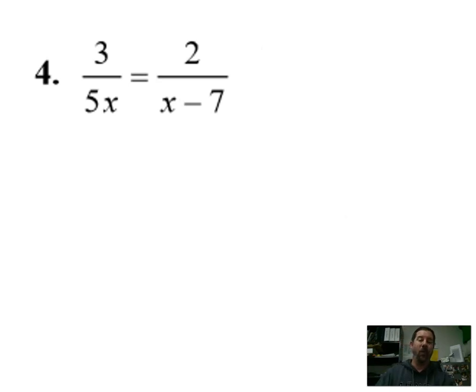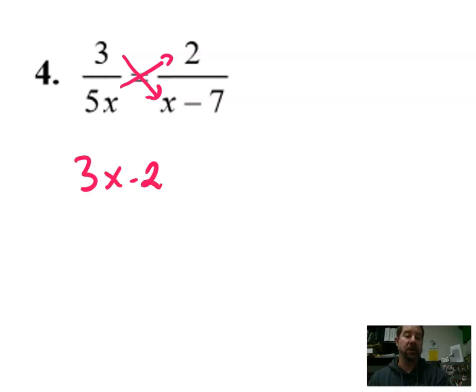Again, when we start getting algebraic expressions, you can't see what the relationship is. So the easiest thing to do is just going to be to cross multiply. And again, it doesn't matter which way you draw your arrows. I tend to go from left to right, but you can do it however you want. Just make sure that when you multiply, if you've got more than one term, you have to distribute that. So 3 times x is 3x, 3 times negative 7 is negative 21.